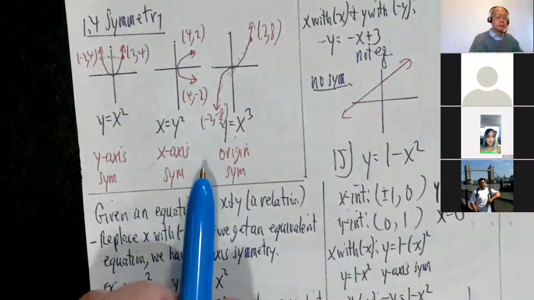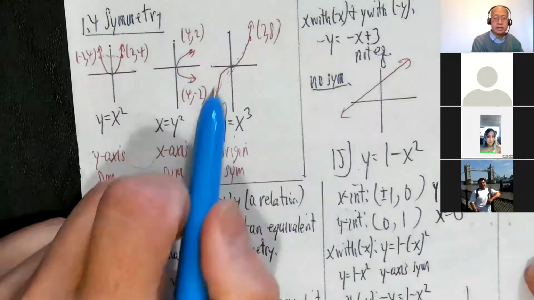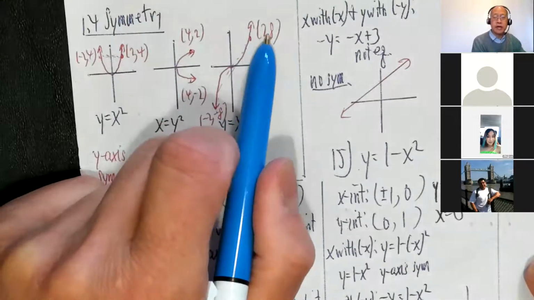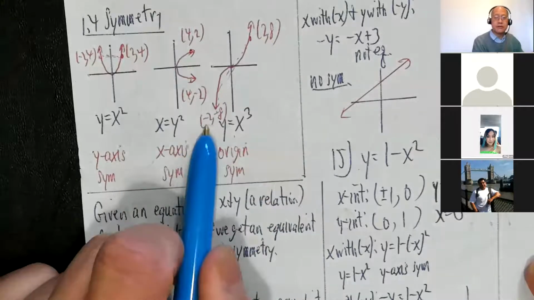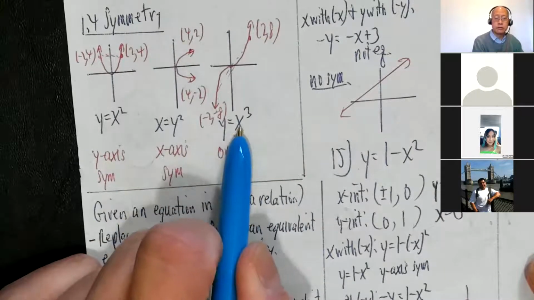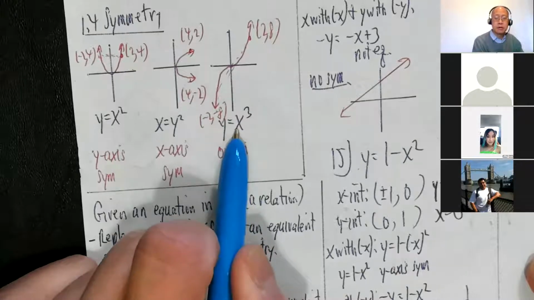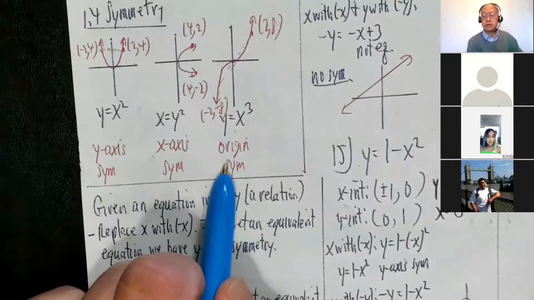Origin symmetry, like y equals x cubed. Y equals x cubed looks like this. So you have (2, 8). Make them both negative: (negative 2, negative 8). By the way, notice what happens when you plug in 2: 8, right? How about negative 2? What's negative 2 cubed? Negative 2 times negative 2 times negative 2 is negative 8. So you have origin symmetry.